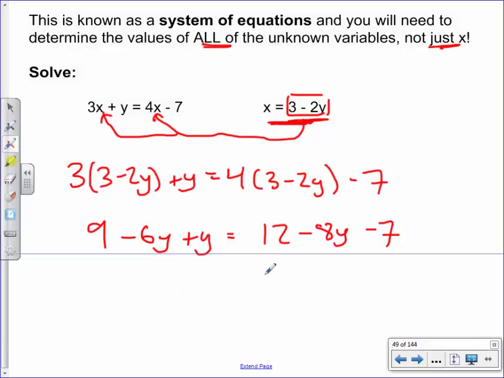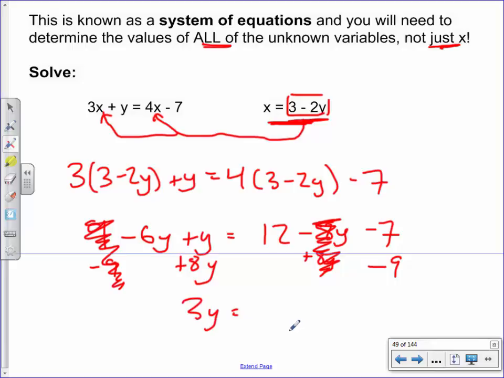So, I'm going to add 8y to this side right here. That'll make that little bit go away. And I'm going to subtract 9 from both sides. And that'll make that bit go away. 6 plus 8 is 2, plus 1 more is 3y on that side.